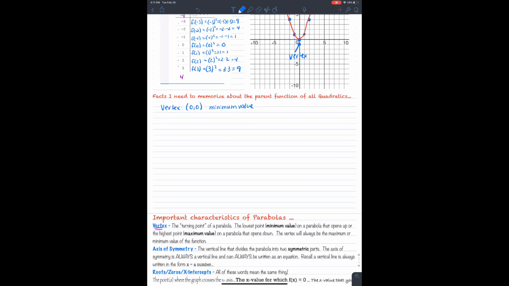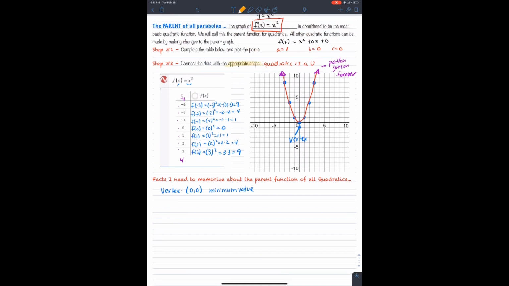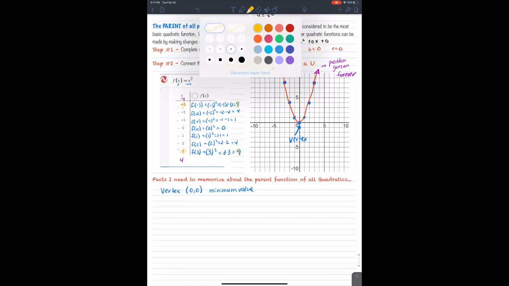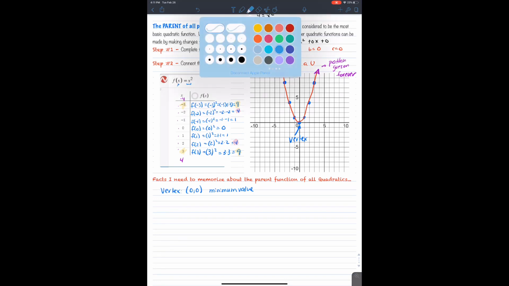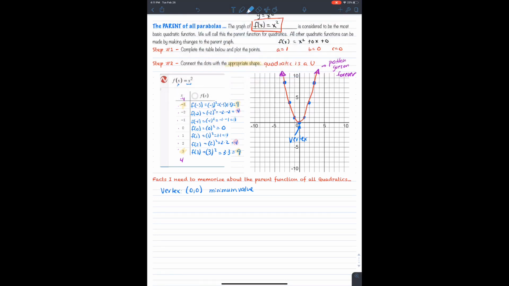Our next vocabulary word is the axis of symmetry. It's a vertical line that divides the parabola into two symmetric parts. We understand that symmetric is like a mirror image, two equal halves, however you want to think about it. So coming back up here, I can see that I have a lot of repeats of numbers, right? At -3, I get a +9, but at +3, I also get a +9. I can see this y value of 4 right here, and there's another y value of 4 over there. Then there's a y value of 1 that repeats, and another y value of 1 that repeats.